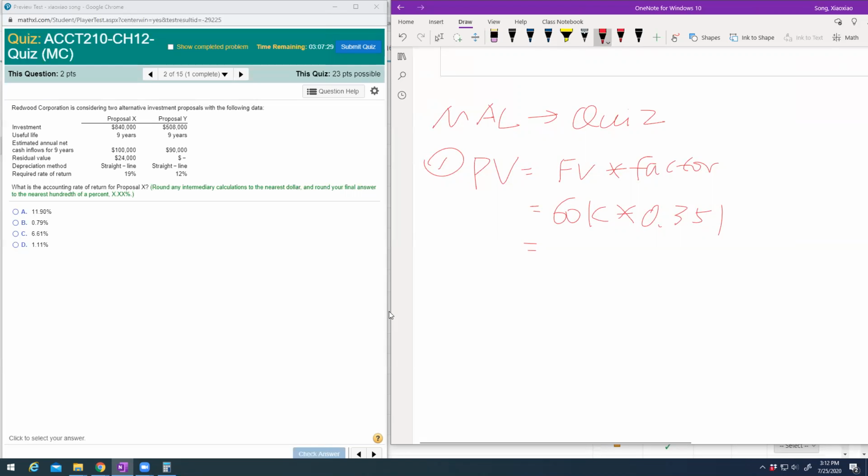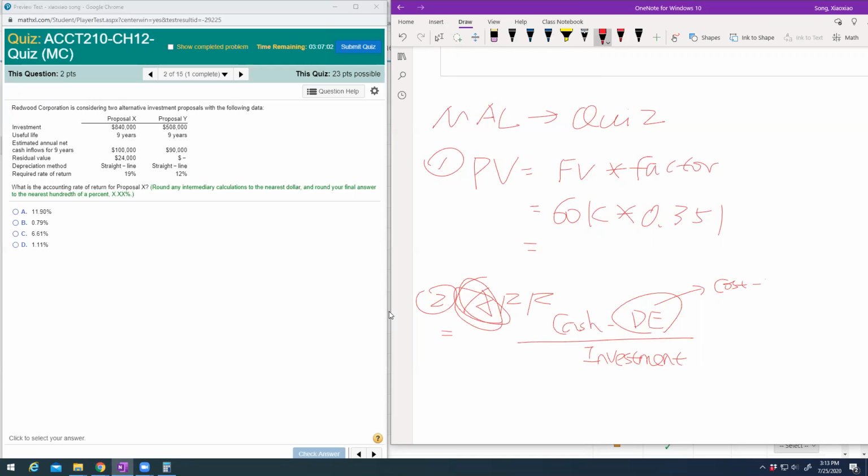Question 2 asks about the accounting rate of return. How do you get the accounting rate of return? It's very different. This is the only ratio where you focus on accounting income, not the cash flow. So you use the cash flow minus the depreciation expense, divided by your investment. You first have to do the adjustment. How do you get depreciation expense? It's basically the cost minus the residual, divided by the years. So ARR is a little different from other calculations based on cash flow. You have to convert from cash flow to operating income.